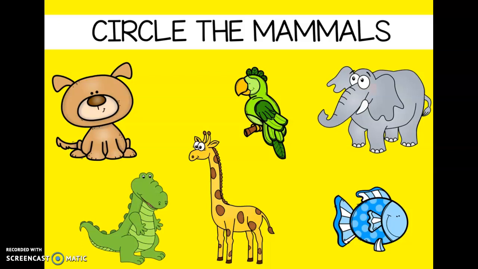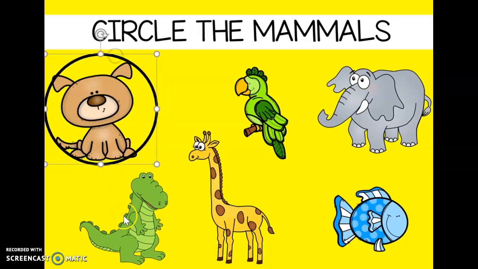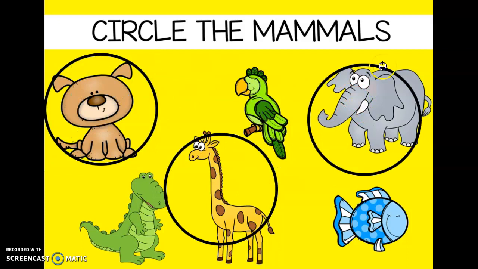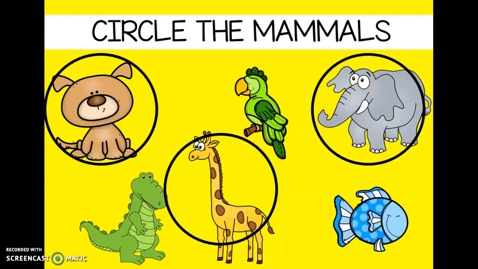around the mammals. So a dog, I want you to think mammal or not a mammal. Yes, you're right, it's a mammal. Crocodile. No, the crocodile is a reptile. Giraffe. Yes, the giraffe is a mammal. A parrot. A parrot is a bird. Very good. Elephant. You're right, an elephant is a mammal. And down here we have a fish, and a fish is a fish. So we've done the mammals.